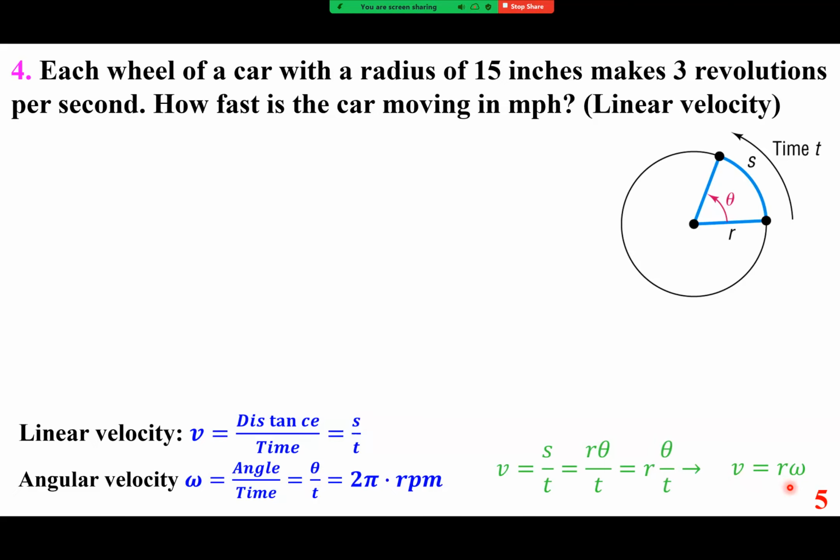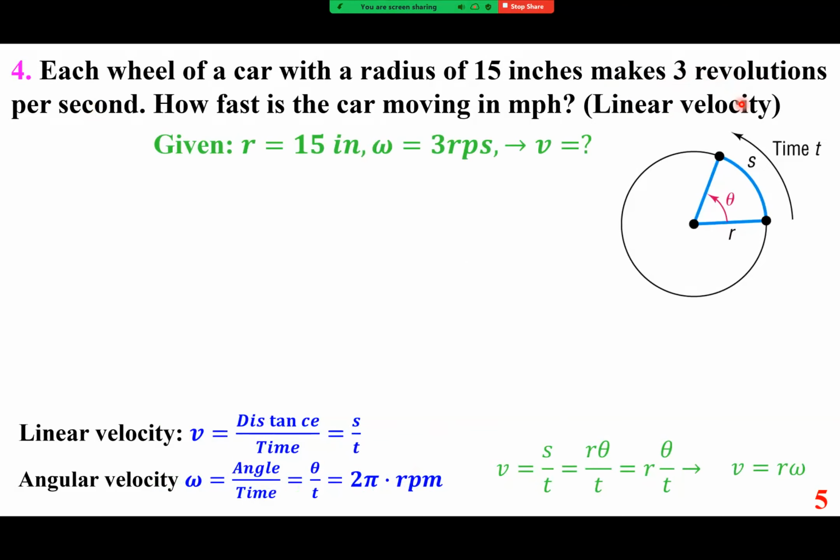So we, in essence, prove the formulas. And so what is given as we read this question? R is 15 inches. It's important to write the given. It makes 3 revolutions per second, so there are 3 RPS. Omega is 2 pi times RPS. And we are interested in a linear velocity, or simply V.